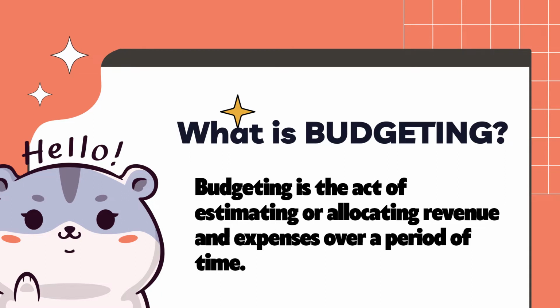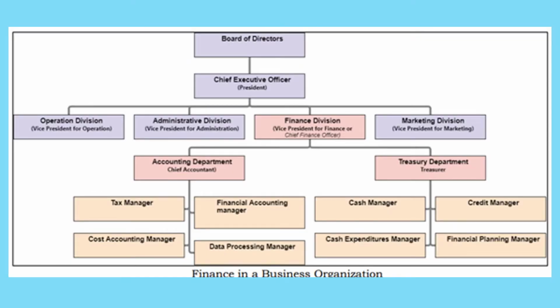And now to define budgeting. Budgeting is the act of estimating or allocating revenue and expenses over a period of time. Business organizations finance status as one functional area. In a typical arrangement of a business organization, four functional divisions are involved, and these are the Operation Division, Administrative Division, Finance Division, and Marketing Division.